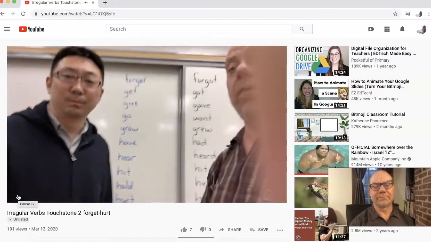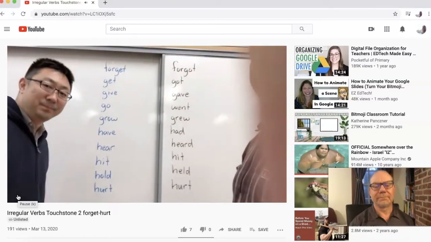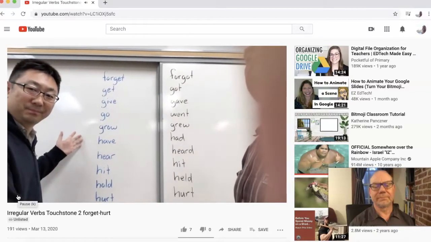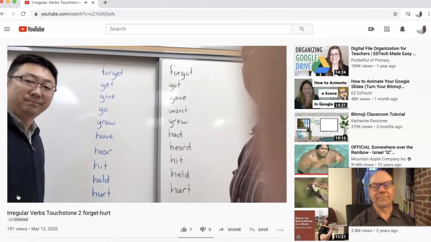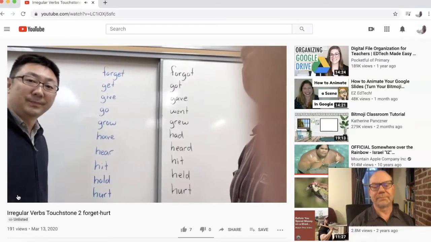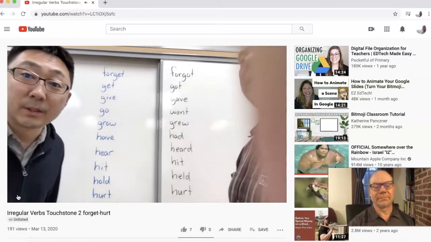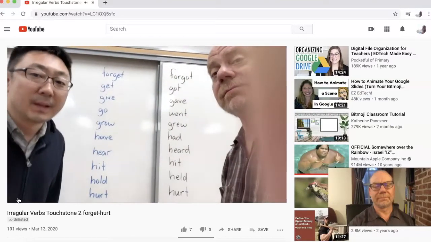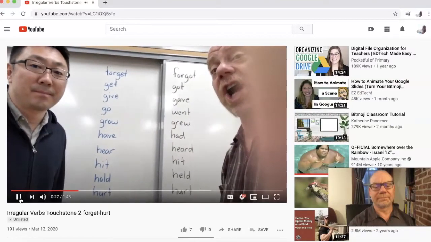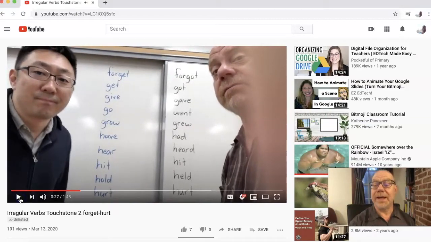Hi, everybody. Today is Thursday, March 12th. And on the board, we have 10 verbs. Atsushi is going to say the base form. I'm going to say the past. Okay. So the first verb is forget. Forgot. Get. Got. And we continue to go through the list of verbs.